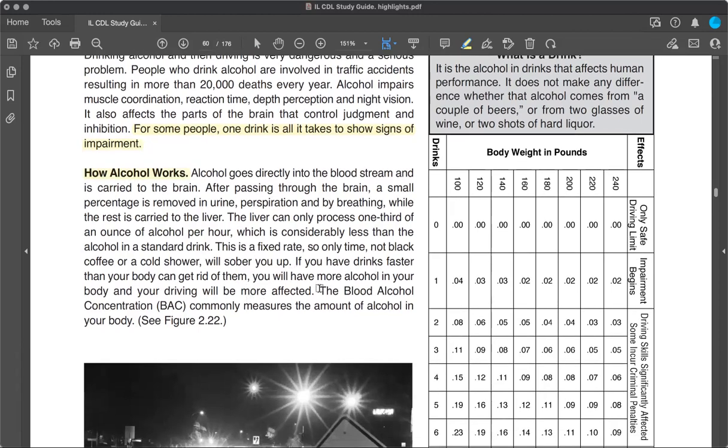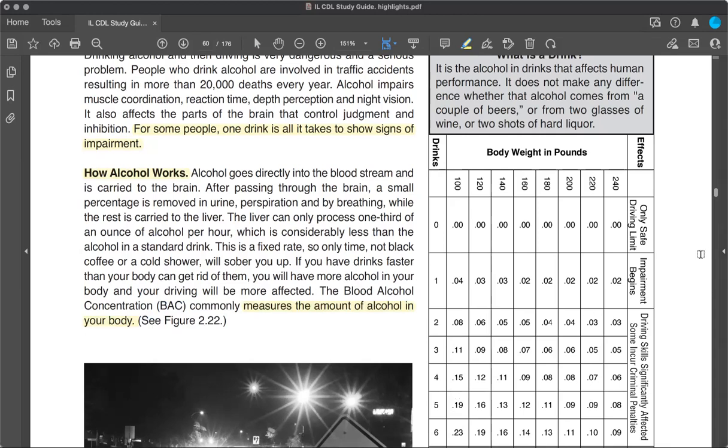Also make note of this term that's down at the end of this paragraph, BAC, blood alcohol concentration, as that is the measure of alcohol in your body. So when you see that BAC, that's what that means. And that's the definition of it. Measures the amount of alcohol in your body.